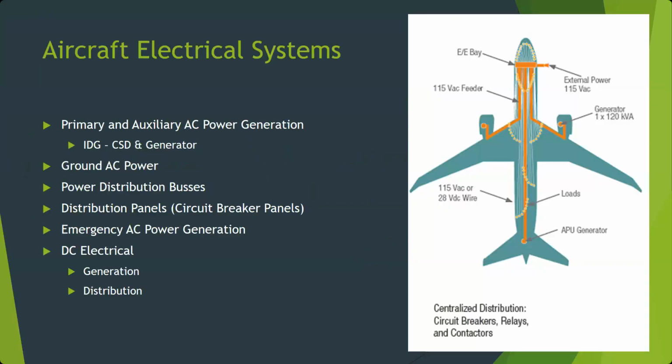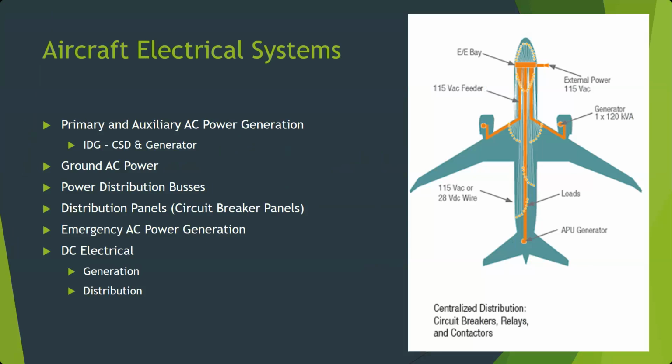So things we'll cover: primary and auxiliary power generation for the AC systems, including devices called integrated drive generators, which are made up of a constant speed drive and an AC generator. We have to look at ground power, which is typically fed as an AC ground power. How the power moves around, distribution buses and that kind of thing.